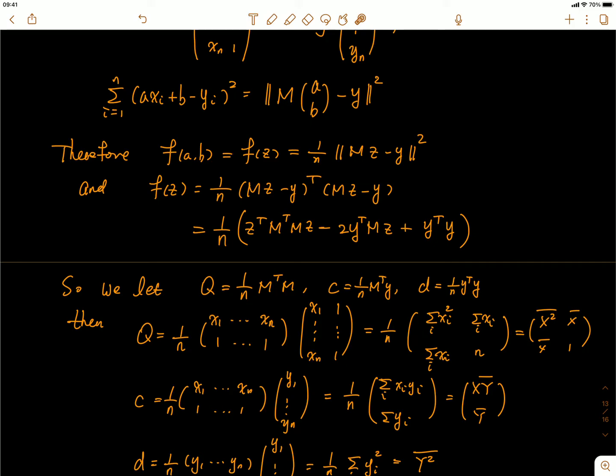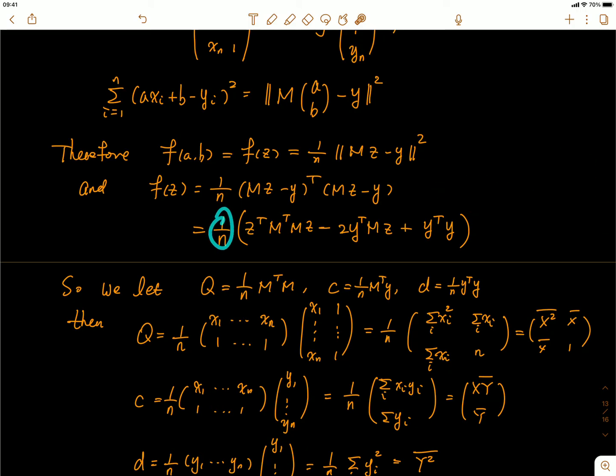So this is slightly different from the standard form where we need a 1/2 in the front, but it doesn't matter. 1/2 is just a constant. So for the question, they just want the z transpose Qz, plus some b transpose z, which they call c transpose z plus d. So we need to figure out the Q, c, and d here.